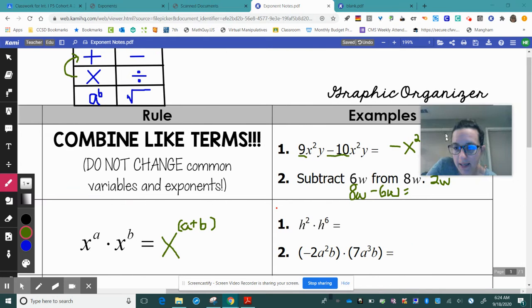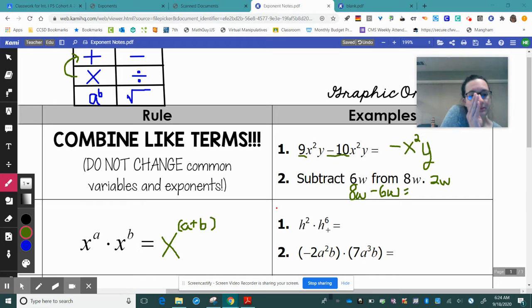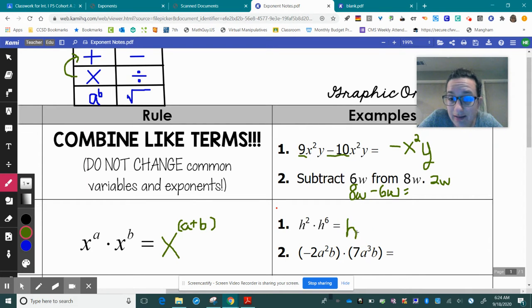Let me move my face again. There we go. So if we look at this, I'll do it the rule way, and then I'll show you broken down why we get that answer. So if we have h squared times h to the sixth power, our bases are the same, they're both h, so that stays there. Since it's our product rule and we are multiplying, we can do that lower level of addition to our exponents. So we'll have 2 plus 6.